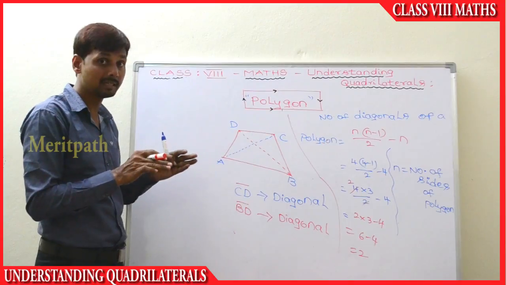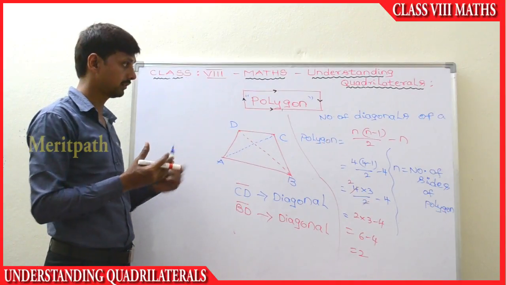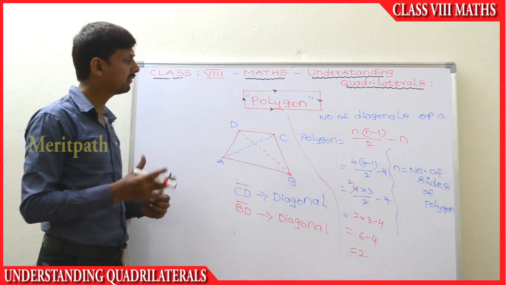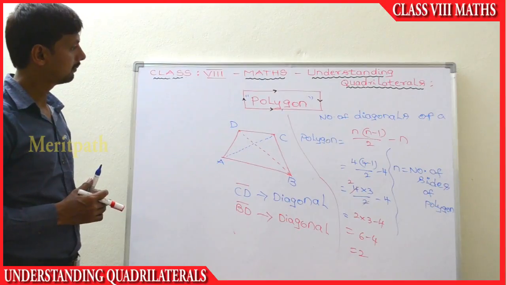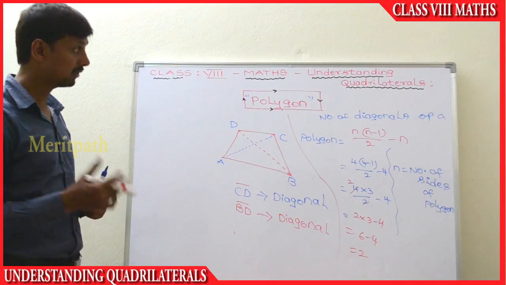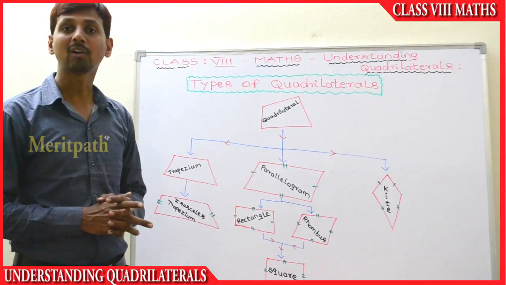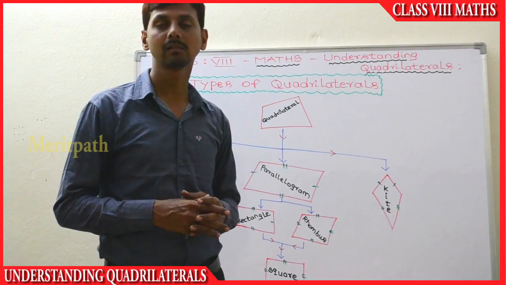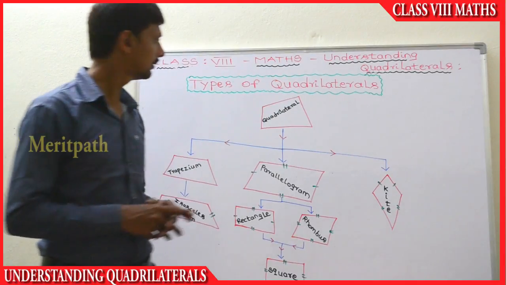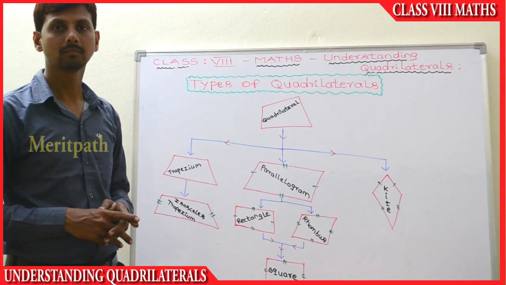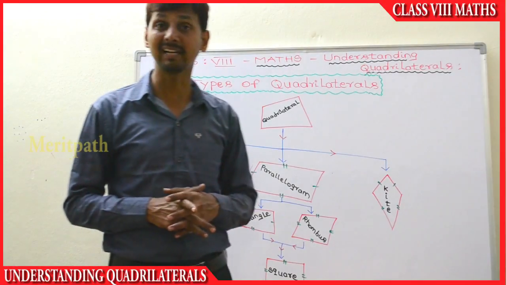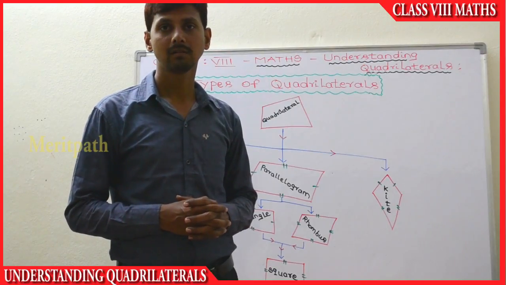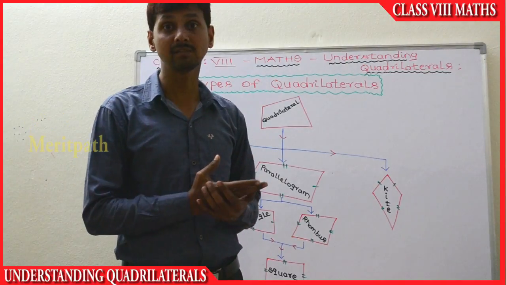So let's prove that the number of diagonals formula is n into n minus 3 by 2. Up to now we have discussed polygons, their diagonals, and the number of diagonals of a polygon. Quadrilateral: a simple closed figure which is bounded by 4 line segments is called a quadrilateral. Here we have different types of quadrilaterals, which are 4-sided figures.